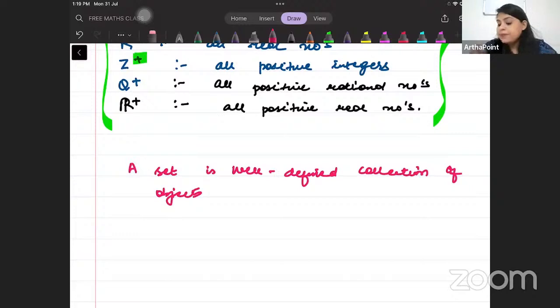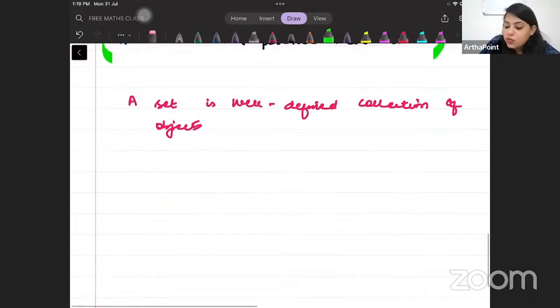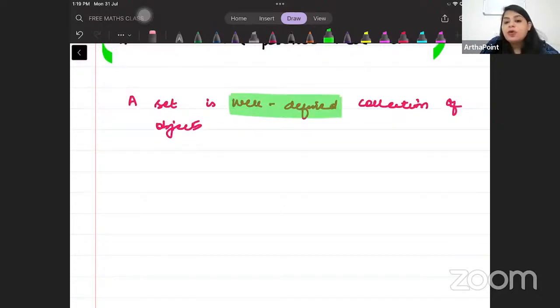Okay, is it making sense? So we want that it should be a well-defined collection. It should be defined properly. Like vowels. Whether I ask you about vowels or whether a third person tells me, for everyone vowels are the same, A, E, I, O, U, right? But for everyone the top 5 actors are not the same. People don't have the same top 5 actors. So well-defined is very important. I hope this is clear to you.